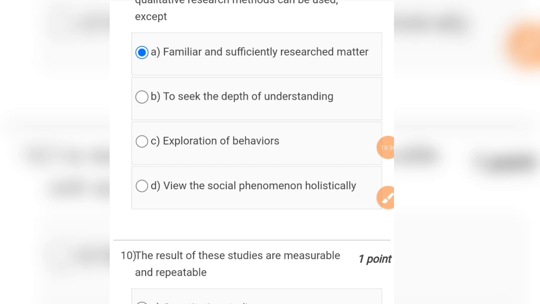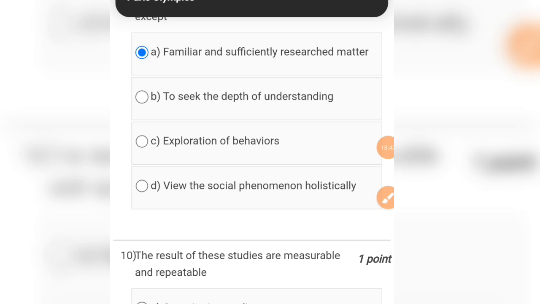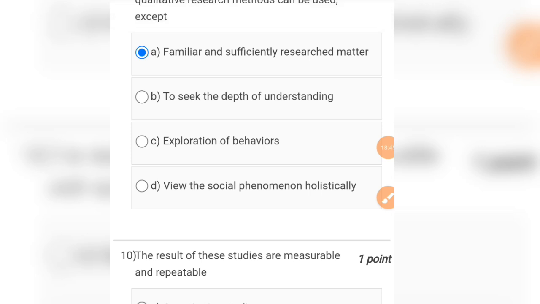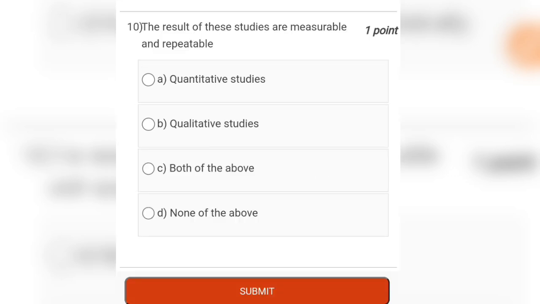And the last question but not the least: the results of these studies are measurable and repeatable. Which one is this? Quantitative studies, qualitative studies, both of the above, none of the above. So the results of these studies are measurable and repeatable, that is quantitative studies. Okay, so submit it.